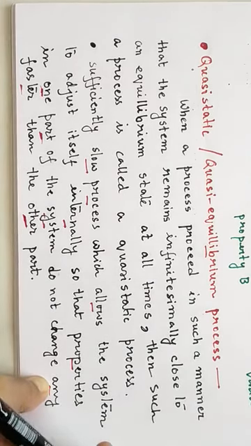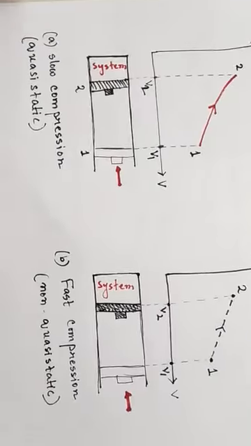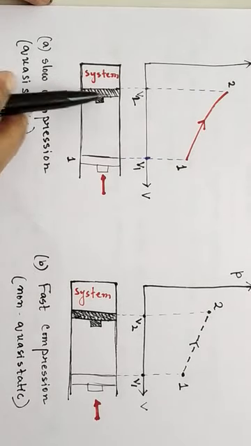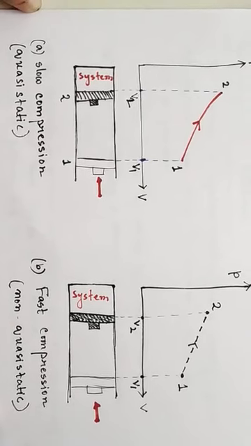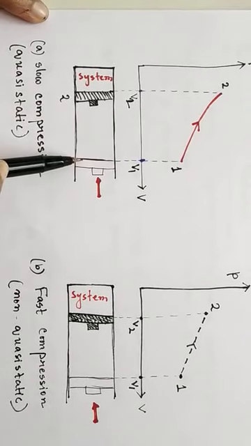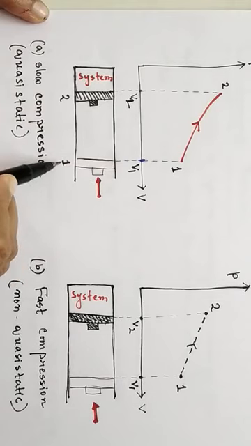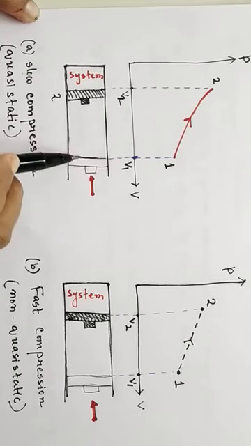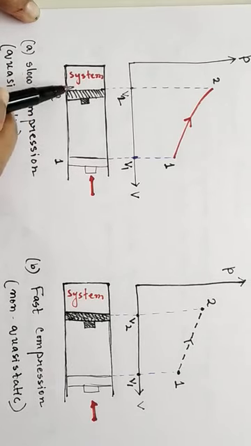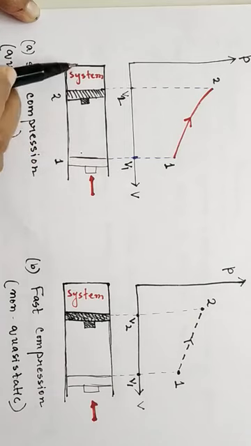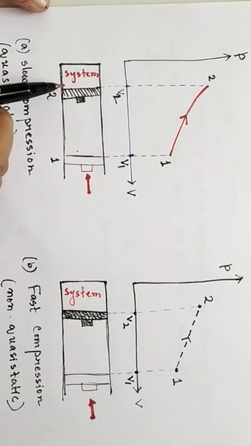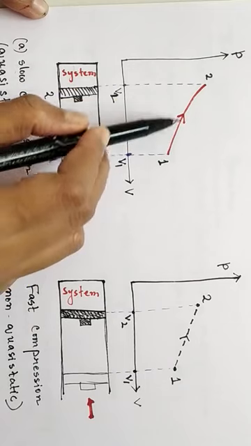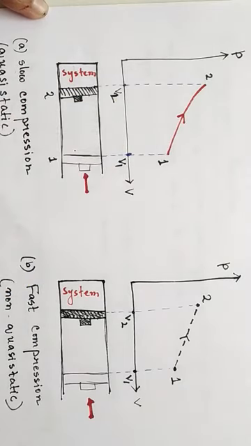So for example, suppose this is the system, a gaseous system, and over here we have a piston. Initially the piston was at this point, now it is compressed very slowly. As a result, the volume of the system has decreased. Initially this was the volume, now this is the volume, and the pressure of the system will of course increase. This shows the process on the indicator diagram.